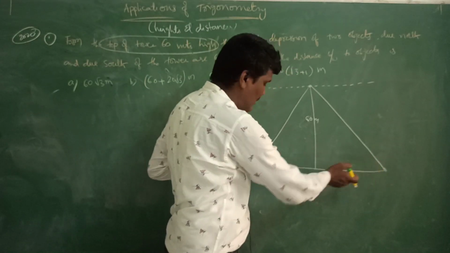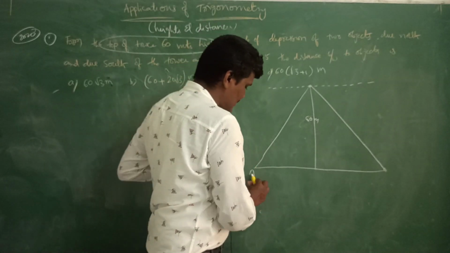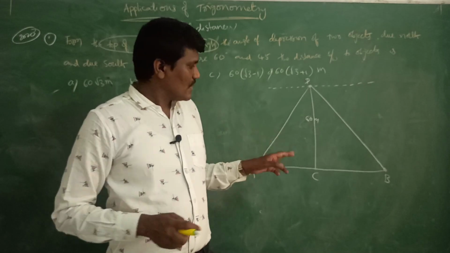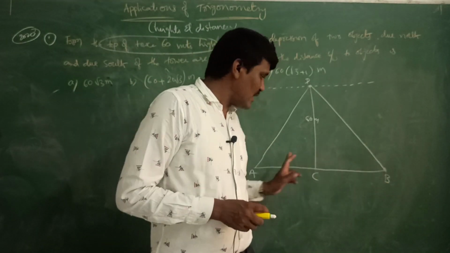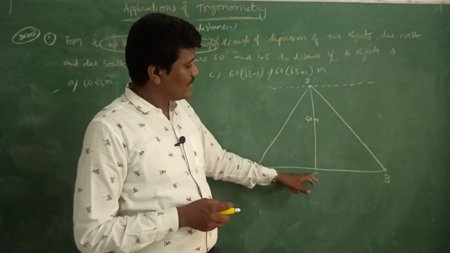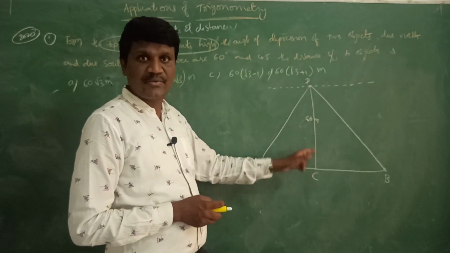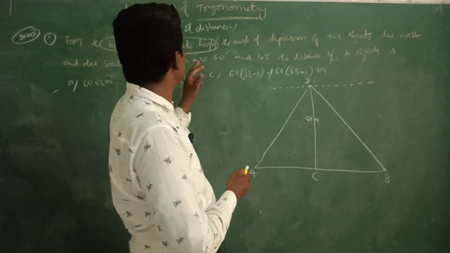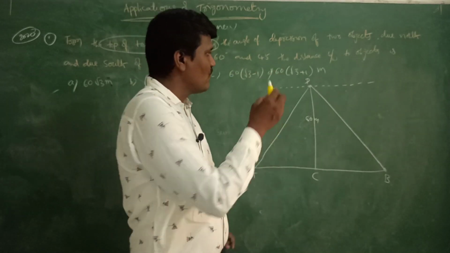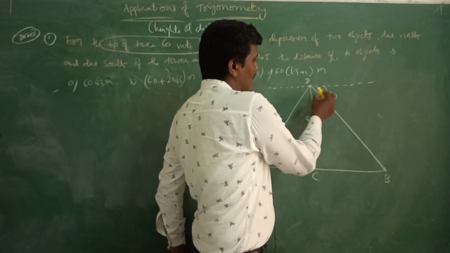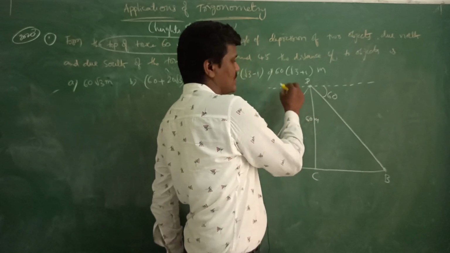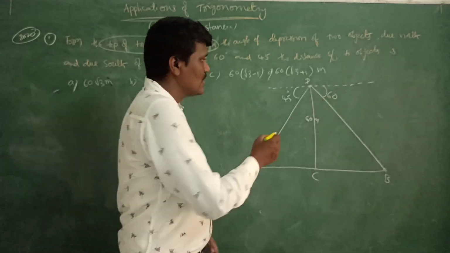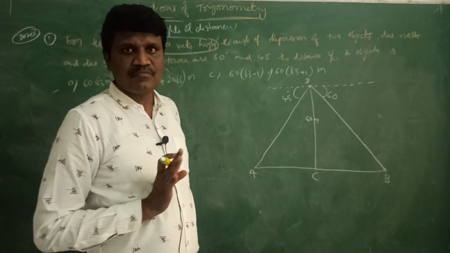One is the north side and one is the south side. Say this is A, B, C and D. Two objects are there, one on the north side and one on the south side. The top of the tower is 60 meters. From the top of the tower, the angles of elevation are 60 and 45 degrees, one is 45 and one is 60. So this is the diagram.